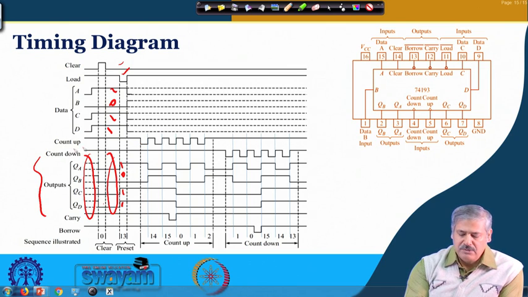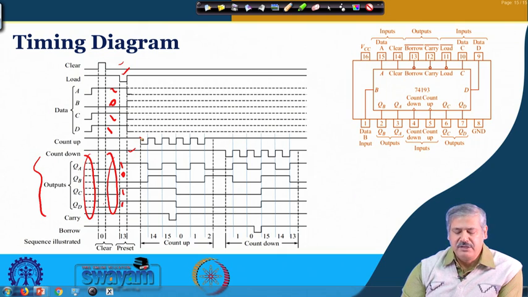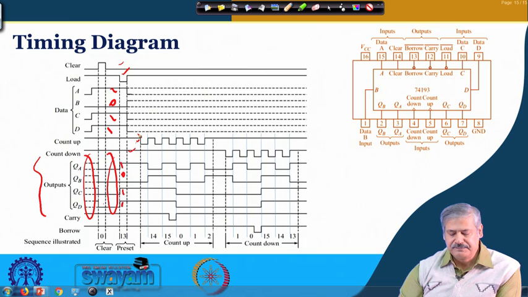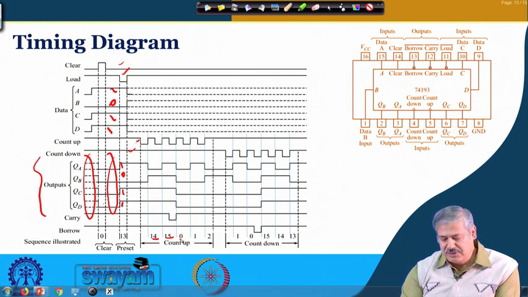Now the count down clock is remaining high, so it is inactive, not playing any role in the clocking, and count up has started clocking. In the positive edges, QE, QD, QC, QB, QA start changing, I mean get triggered. After 13, at the positive edge, it will go to 14. After that, it will go to 15. After that, it will go to 0, 1, 2, and so on, 3.